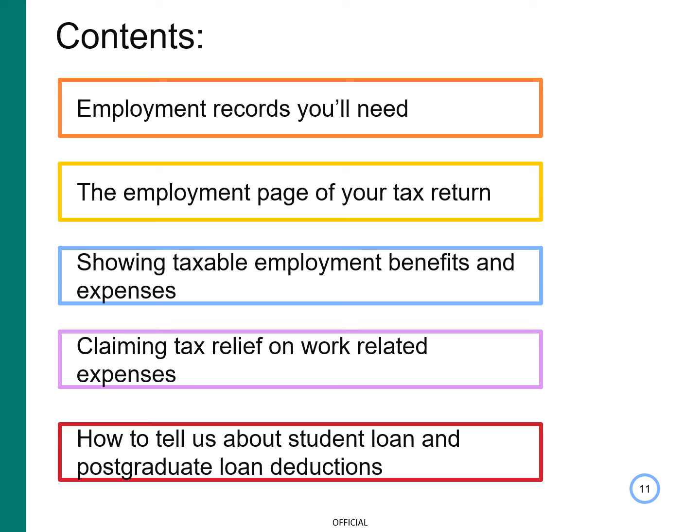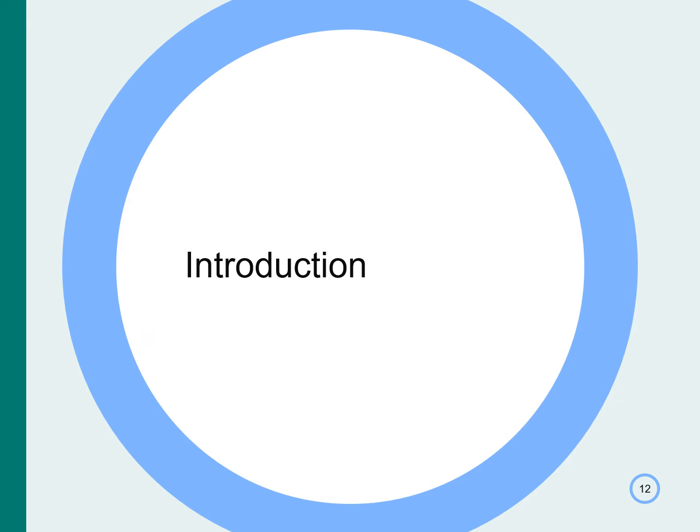In today's webinar, we'll look at employment records you'll need, the employment page of your tax return, showing taxable employment benefits and expenses, claiming tax relief on work-related expenses, and how to tell us about student loan and postgraduate loan deductions. Before we look at the records you'll need, I'll just briefly explain a few things about the employment section of your tax return.